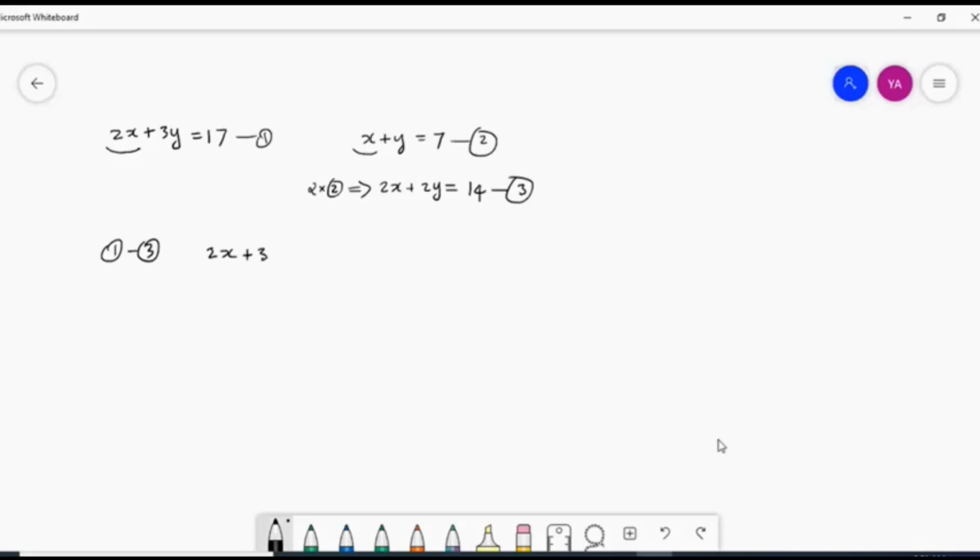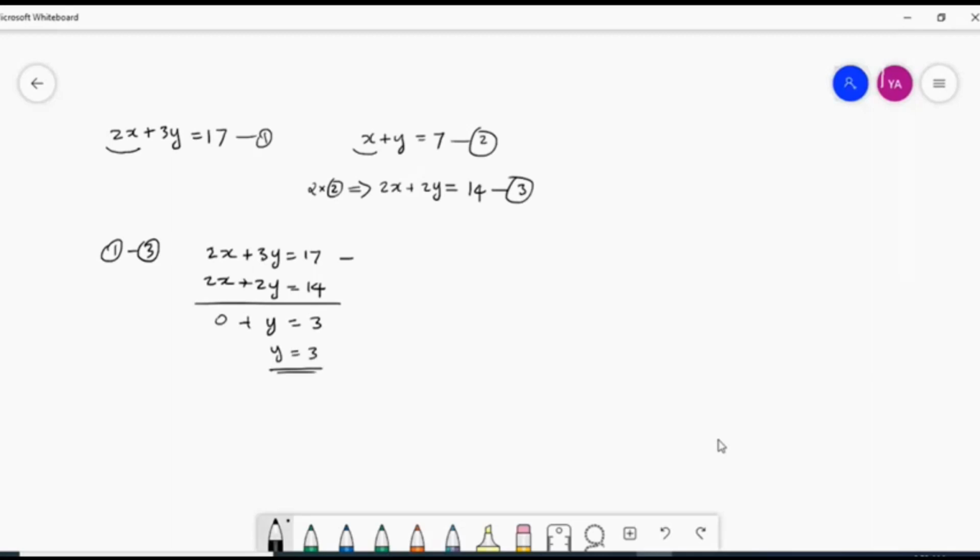So 1 minus 3: 2x plus 3y is equal to 17, minus 2x plus 2y is equal to 14. You subtract. So 2x minus 2x is 0. And the second one, 3y minus 2y, that is simply y, right? And 17 minus 14 is 3. So y is equal to 3. We got y is equal to 3.